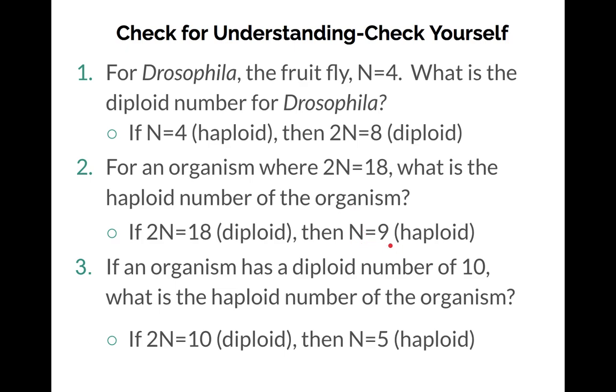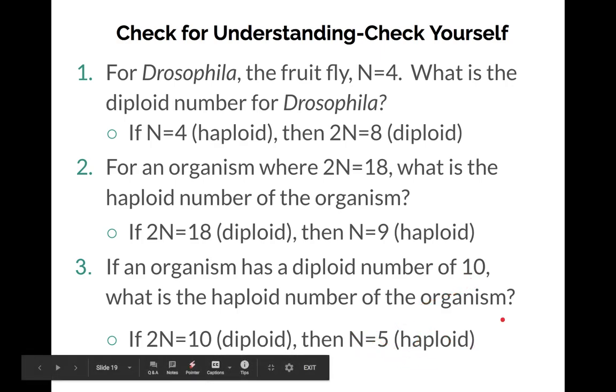Number 3, if an organism has a diploid number of 10, so we're thinking in our head, diploid number, that is 2n equals 10. What is the haploid number of the organism? So if 2n equals 10, then the haploid number is n equals 5.